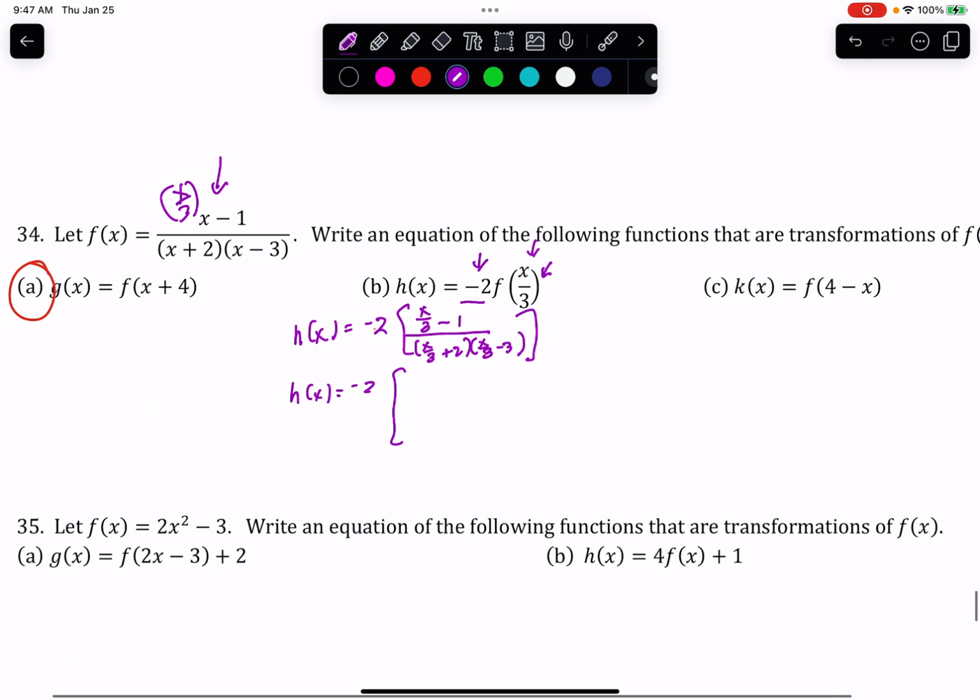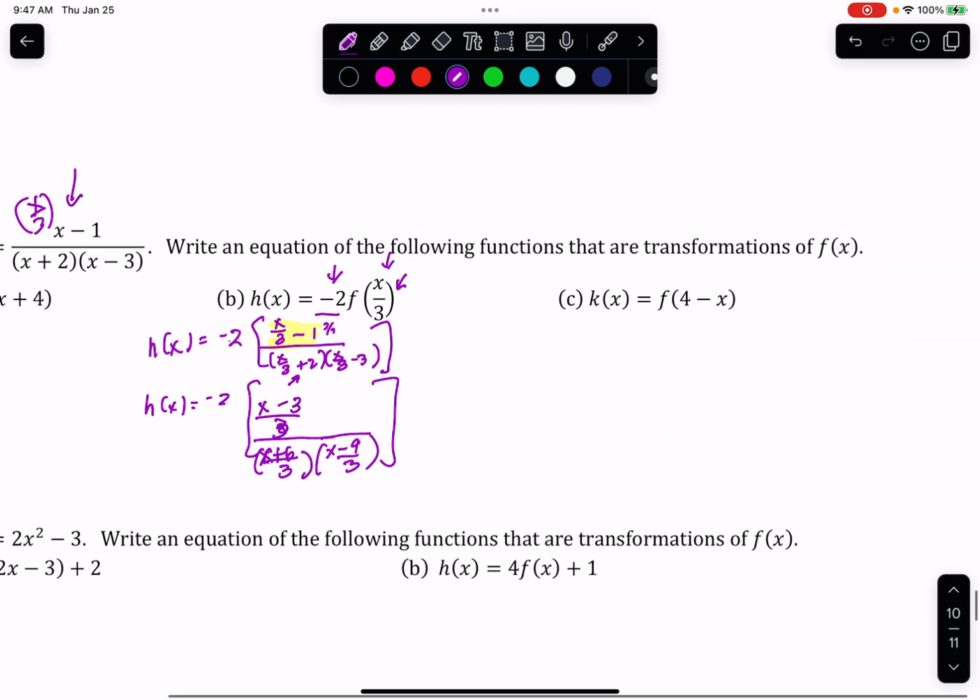And then I need to have, let me highlight so you see what I'm doing, a common denominator of 3. So I would multiply this by 3 over 3. So I have x minus 3 over 3. And then the same thing would be applied to this. This would have to be 6 over 3. So I have x plus 6 over 3 times, same thing here, x minus 9 over 3.